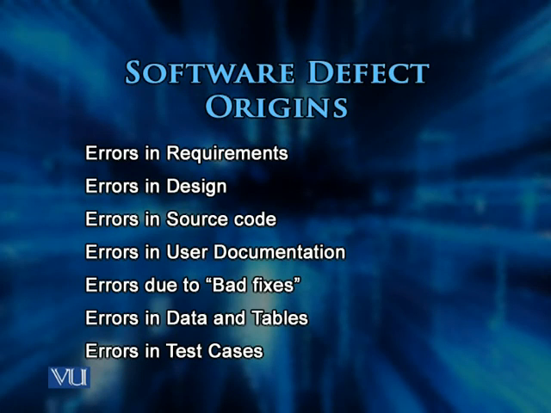Now look at these origins of software defects. All of them make sense, in the meaning that if we address errors in each one of these work products or documents, then we can eliminate a vast number of them from our ultimate software product.